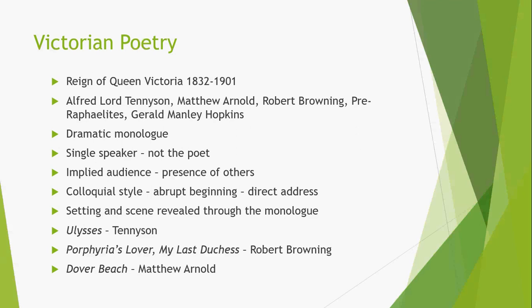After that, we take a quick look at the Victorian poetry. Like the Elizabethan poetry, Victorian poetry refers to poetry that was written during the reign or the rule of Queen Victoria. A few important poets of this period are listed there: Alfred Lord Tennyson, Matthew Arnold, Robert Browning, the Pre-Raphaelites, and Gerard Manley Hopkins. There are others also. The dramatic monologue is a very important aspect of Victorian poetry.